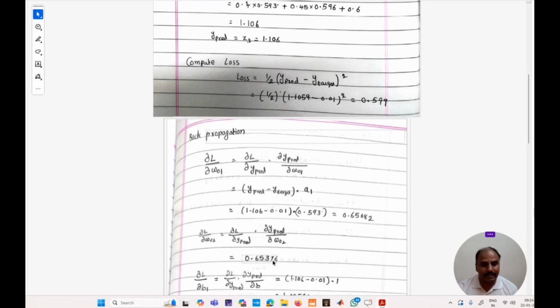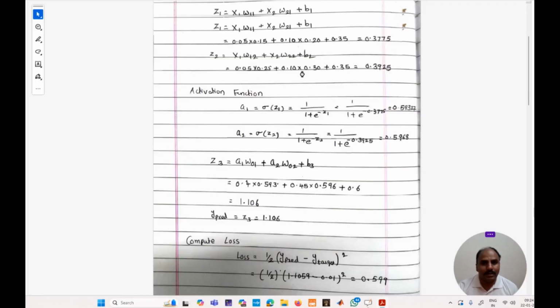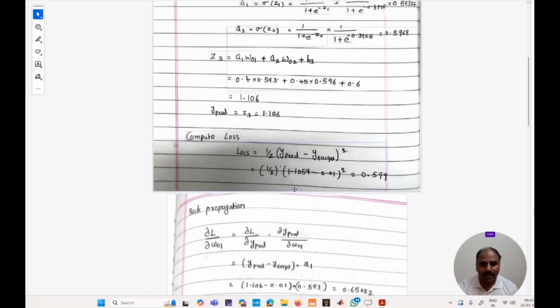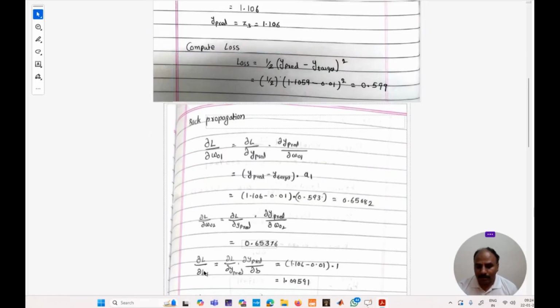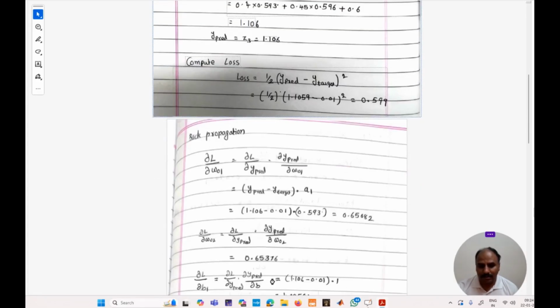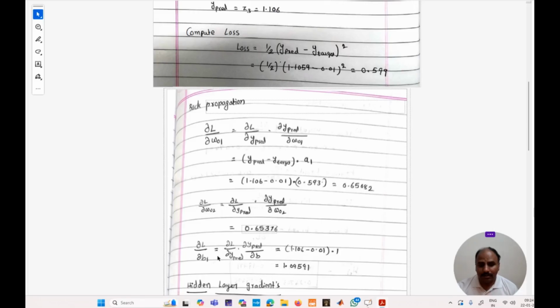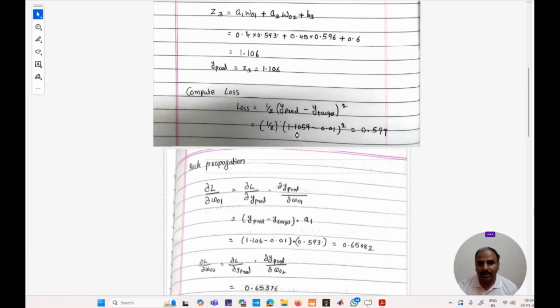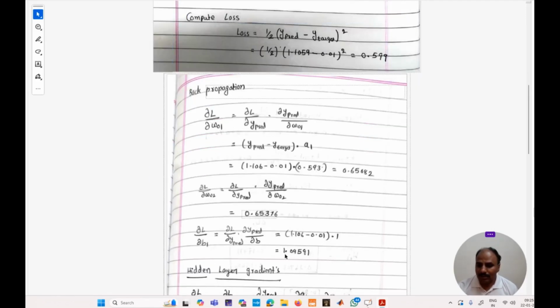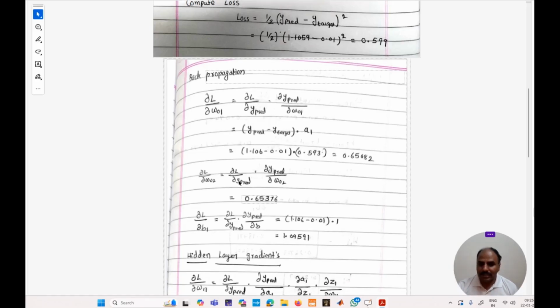Now WO1 we have done, WO2 we have done, and one more, B3, we have to modify. So what is the formula for updating the bias? Dou L by dou B3 equals dou L by dou y prediction times dou y prediction by dou B. Okay. So B is always B3 here. Sorry, here I have not written B3, please make the correction, it's B3. So if I differentiate B3, you will get 1 automatically. So then the output is 1.09591. Okay. Now this is the section for the output from the hidden layer to the output side.